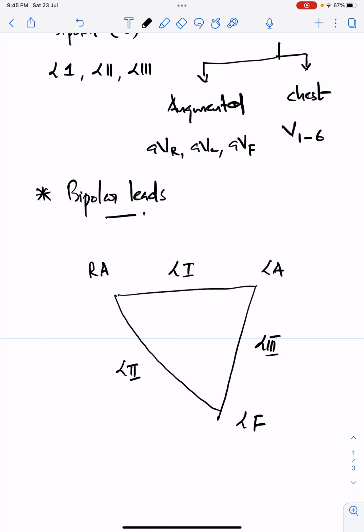Again, for lead 1, the right arm is negative and the left arm is positive. So the current flow is from negative to positive. So it will be like this. Again, in lead 2, right arm is negative and left foot is positive. The current flow is from right arm to left foot. In lead 3, left foot is again positive and left arm is negative. So the current flow is like this.